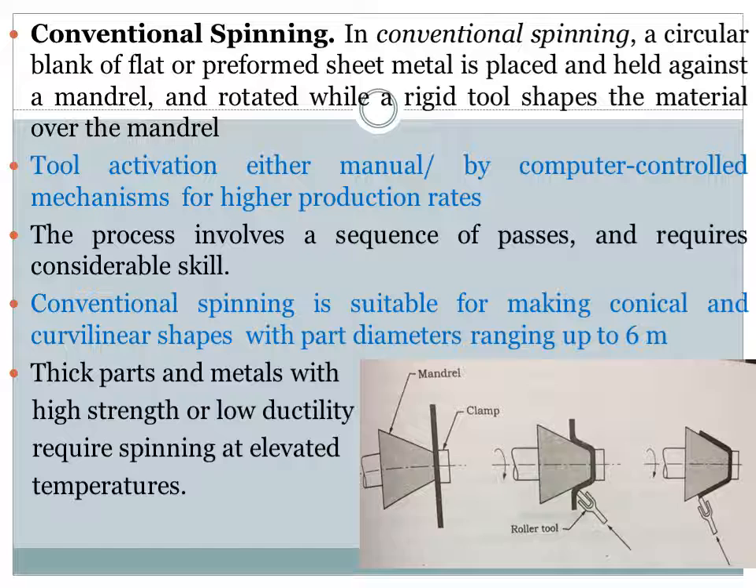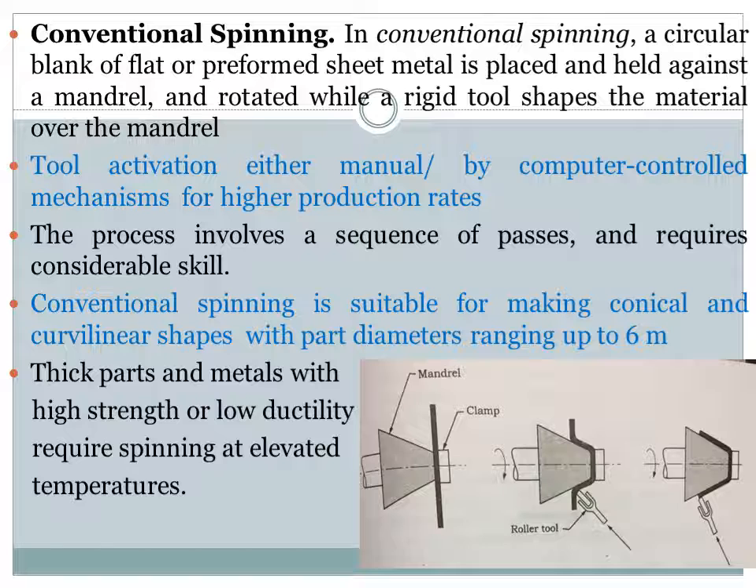And this process is actually called conventional spinning. Here in conventional spinning, a circular blank. There are 3 figures shown in this slide. In the first slide, the sheet metal disc is placed between the clamp and the mandrel, and it will be further supported by a tailstock onto the clamp, and it is rotated while a rigid tool shapes the material over the mandrel.